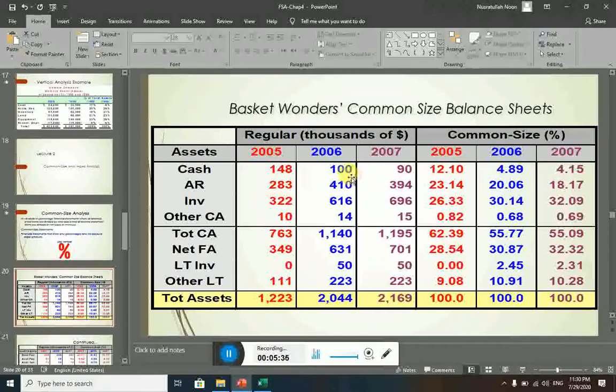The same operation has been carried out for all the other numbers as well, and at the end you can see all of them here. Now for this one, what is the subtotal? 100 divided by 100 multiplied by 100, you will get 100%, right?